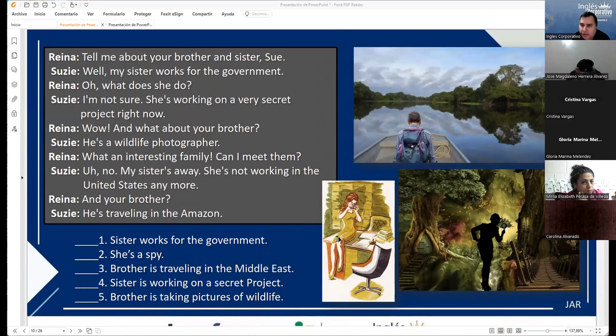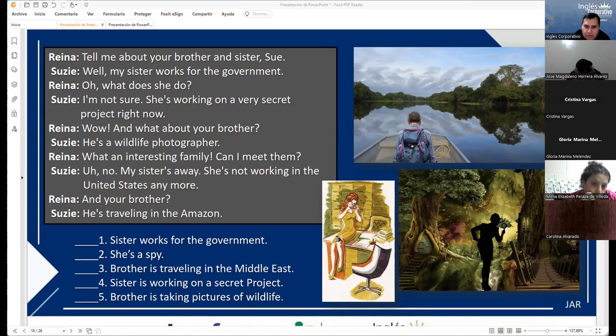Tell me about your brother and sister, Zoo. Well, my sister works for the government. Oh, what does she do? I'm not sure. She's working on a very secret project right now. Wow. And what about your brother? He's a wildlife photographer. What an interesting family. Can I meet them? Oh no, my sister's away. She's not working in the United States anymore. And your brother, he's traveling in the Amazon.